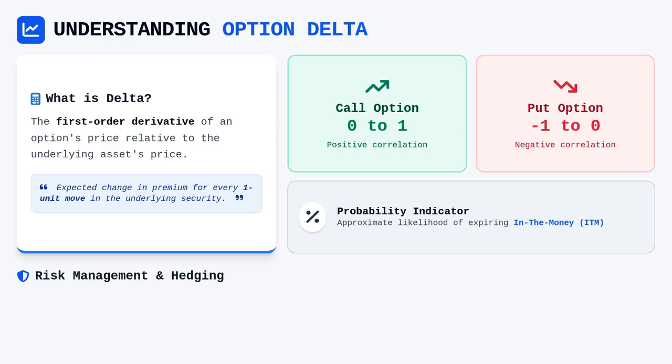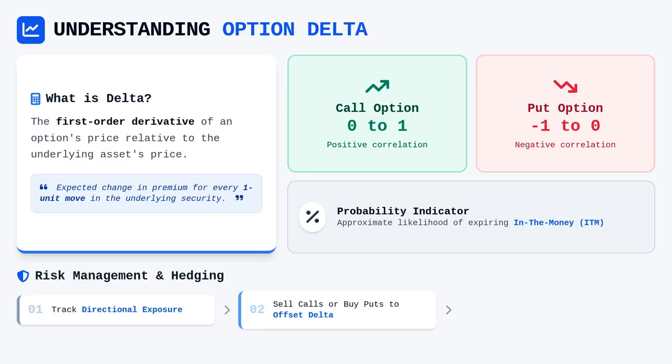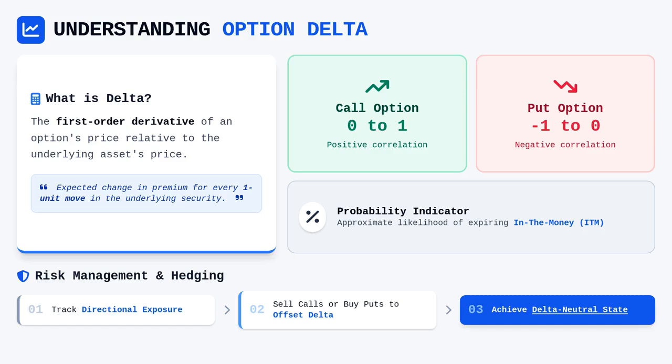Beyond pure probability, delta functions as the primary tool for directional tracking in a portfolio. If you hold a long position in a stock and want to hedge your directional exposure, you sell a specific amount of call options or buy puts based on the delta value. This adjustment process is fundamental to managing risk in real time, effectively neutralizing the market sensitivity of your overall position. By maintaining a delta-neutral state, a trader ensures that small movements in the underlying asset do not result in significant profit or loss fluctuations.